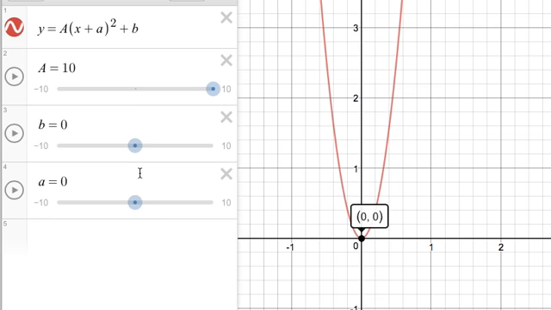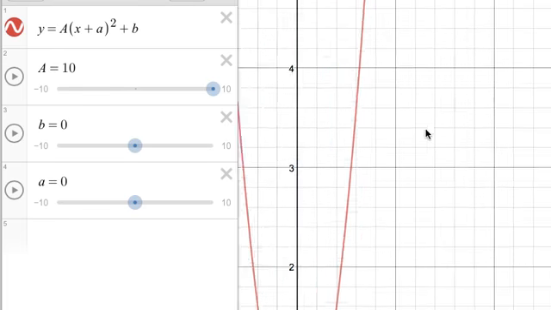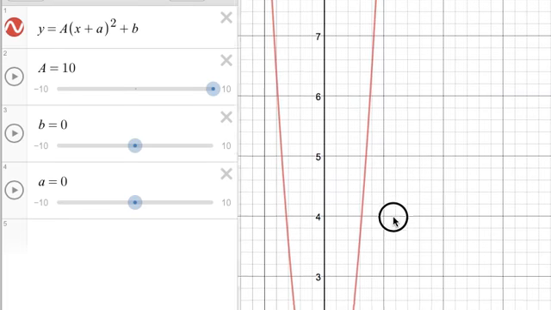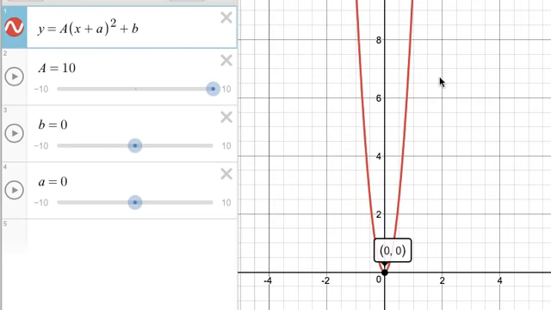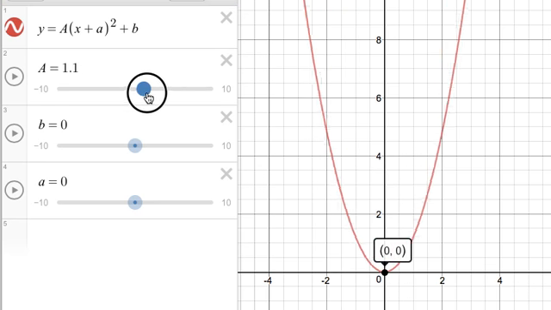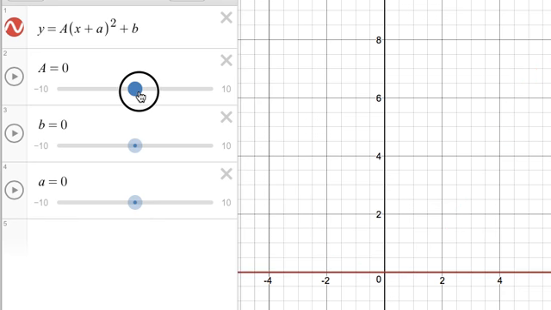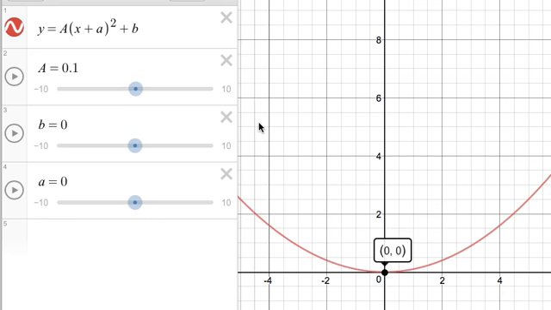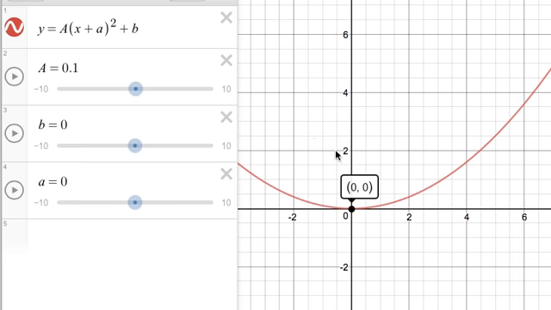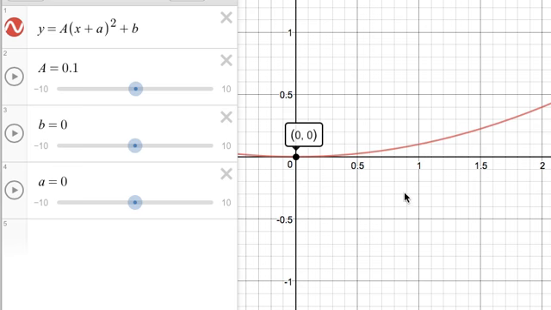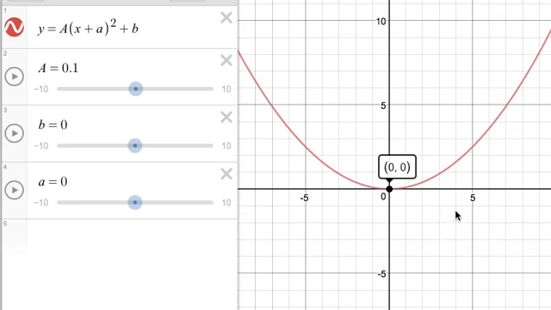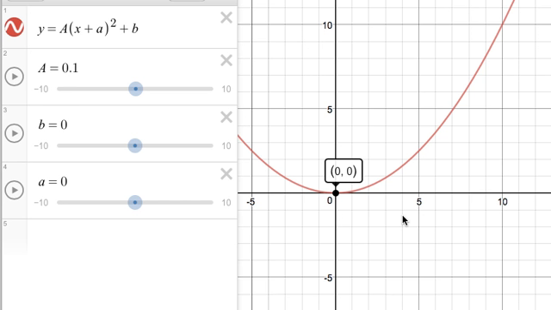If I bring these values back to 0, now if I go 1 unit to the right, instead of going 1 unit up, I go 10 units up. Okay, so that's why this A value makes it look skinny. If I bring the A value down to something less than 1, maybe 0.1 is good, then instead of going 1 unit to the right and 1 unit up, I go 1 unit to the right and 0.1 unit up. So it makes the graph look very wide, but of course it looks wide because it's being squashed down in the y direction.